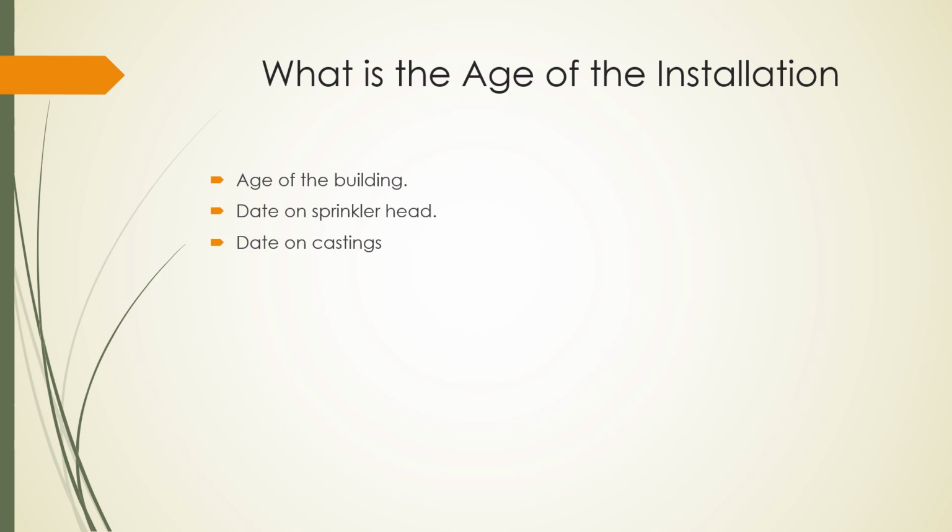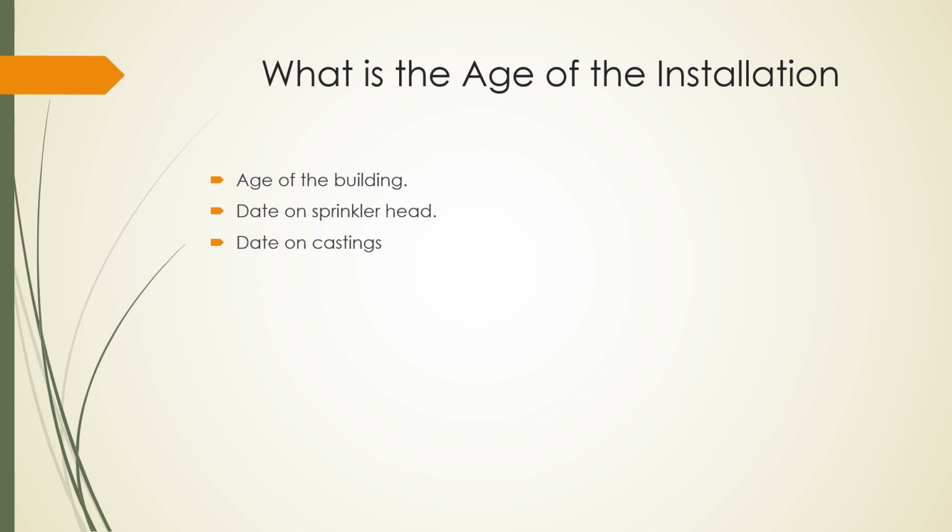So what we need to do is establish the age of the installation. There's a number of ways to go about doing that. Probably the easiest of which is the age of the building. That's not to say the sprinkler system could not have been installed at a later date, and many were, but the age of the building is a good indicator of what the age of the sprinkler system is as well.